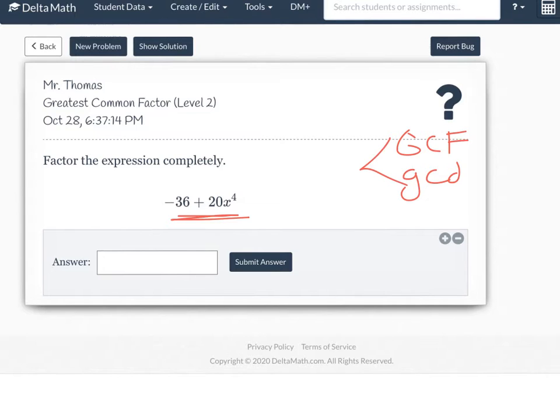Okay, the other way you can do this is if you know your multiplication facts. So you take a 4 out, and then they do not have a common variable. Only one of them has an x. So you do your parentheses, and you just go backward. This is basically the distributive property backwards. 4 times -9 would give me 36. Then plus 4 times 5 is 20. And then you have your x to the 4th.